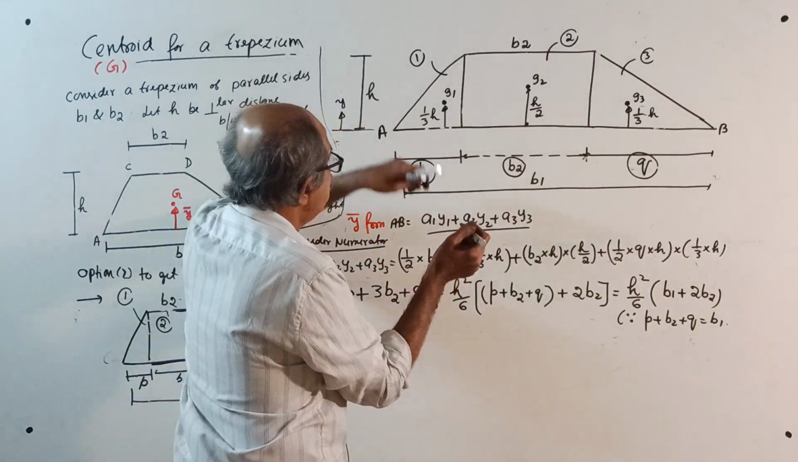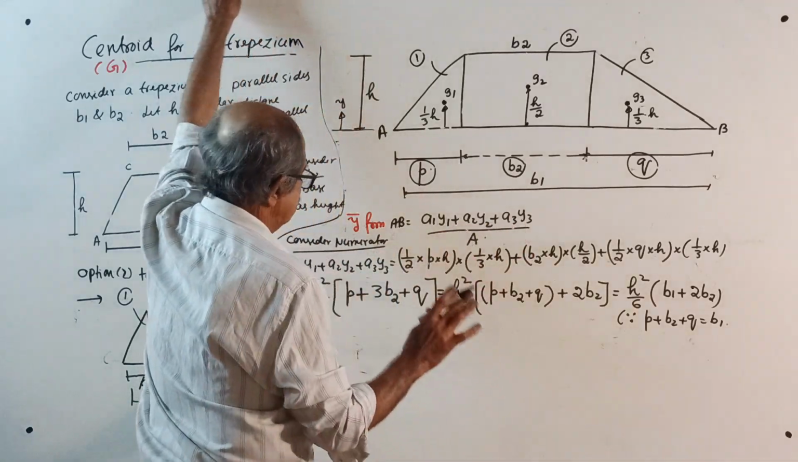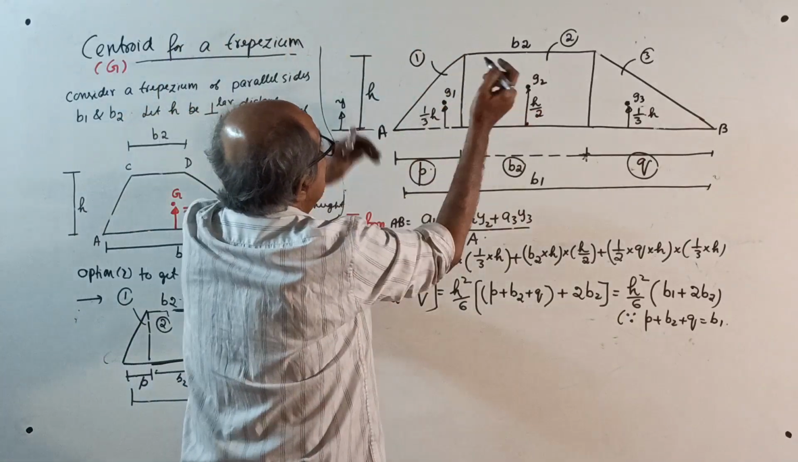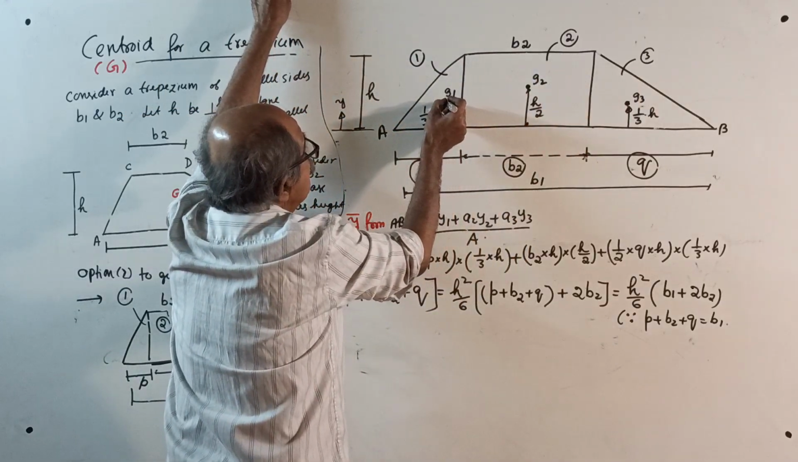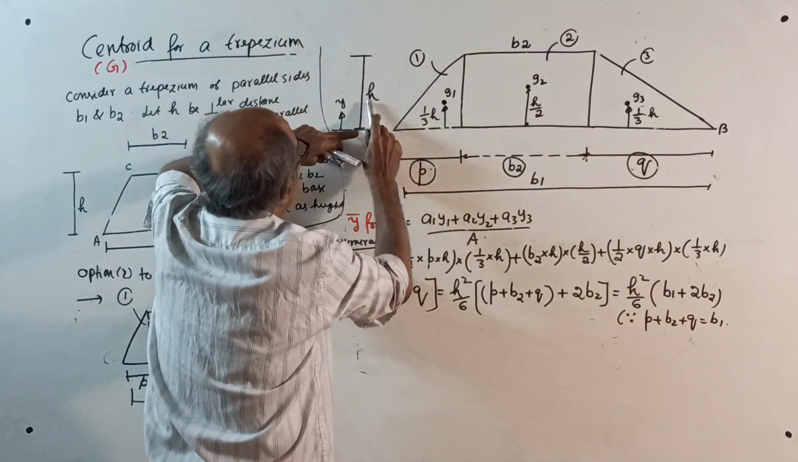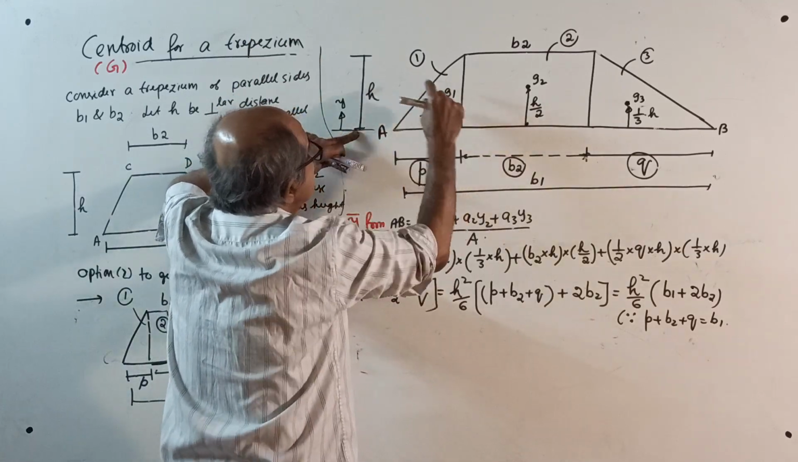A1 Y1, A2 Y2, A3 Y3 by total area. Okay, start. Consider the numerator. Figure 1, figure 2, figure 3. This is the centroid for figure 1, G1. This is the base, this is the height. From the base along the height, it is 1/3 of H.